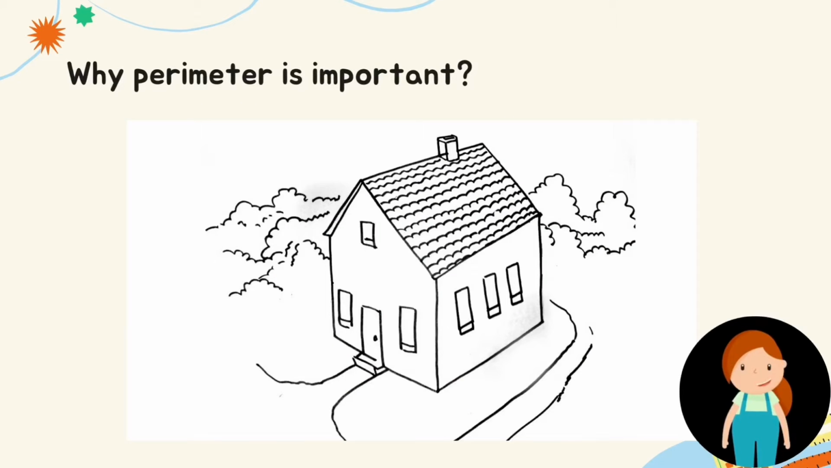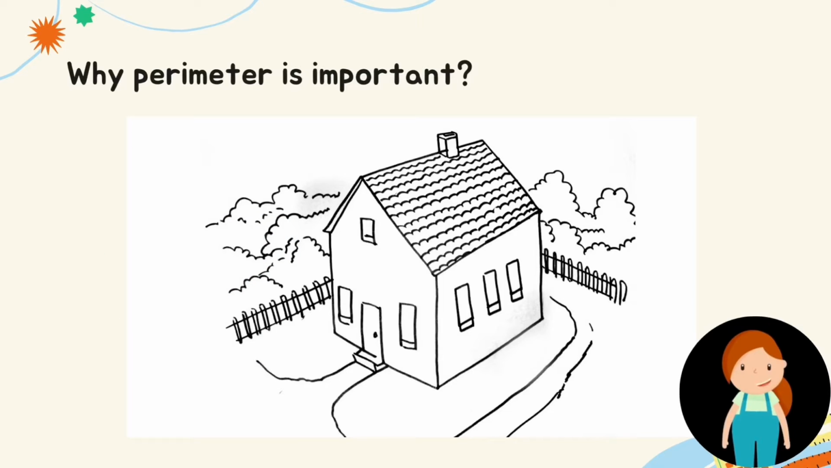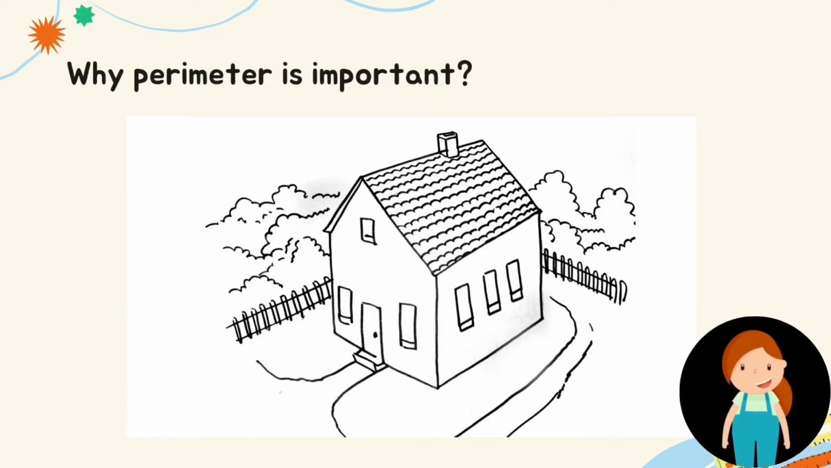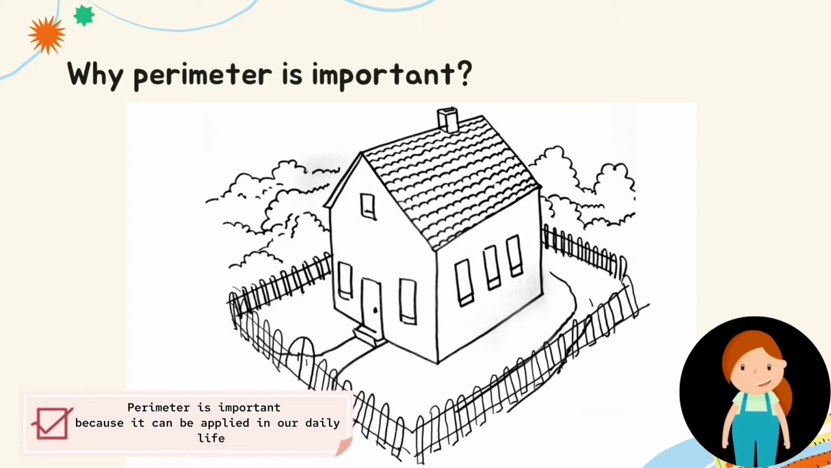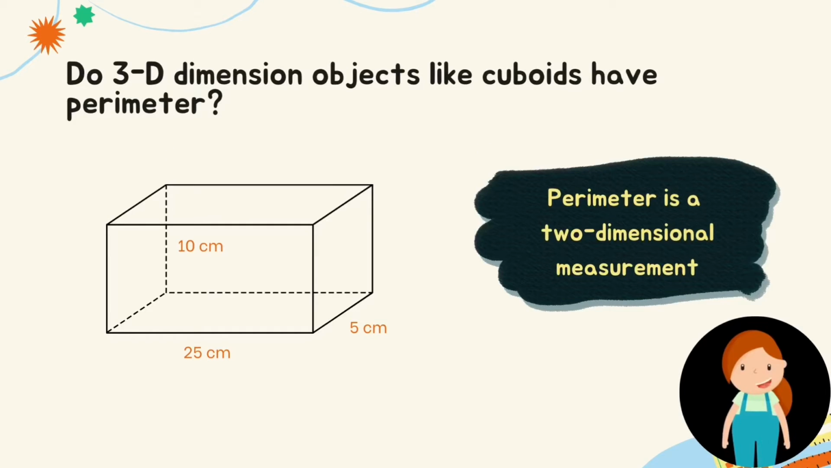Why is perimeter important? Okay, let's say you want to build a gate around your house, then you need the perimeter to find how much wood you are going to use for the base of the gate. Therefore, perimeter is important because it can be applied in our daily life. Next question. Do 3D objects like cuboids have perimeter? For your information, perimeter is only for 2-dimensional measurement.